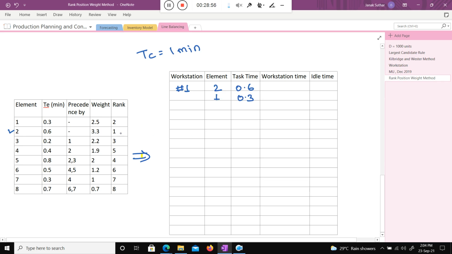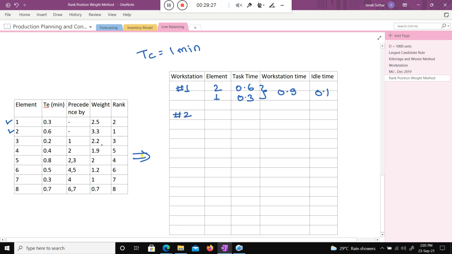Now I will go for rank 3. This one is already allocated. Rank 3 is work element 3. If I allocate this rank 3 into workstation 1, can I allocate it in workstation 1, class? No, sir. No, because it exceeds the cycle time limit, right? So this is my workstation 1. The workstation time here is 0.9, and the idle time is 0.1.